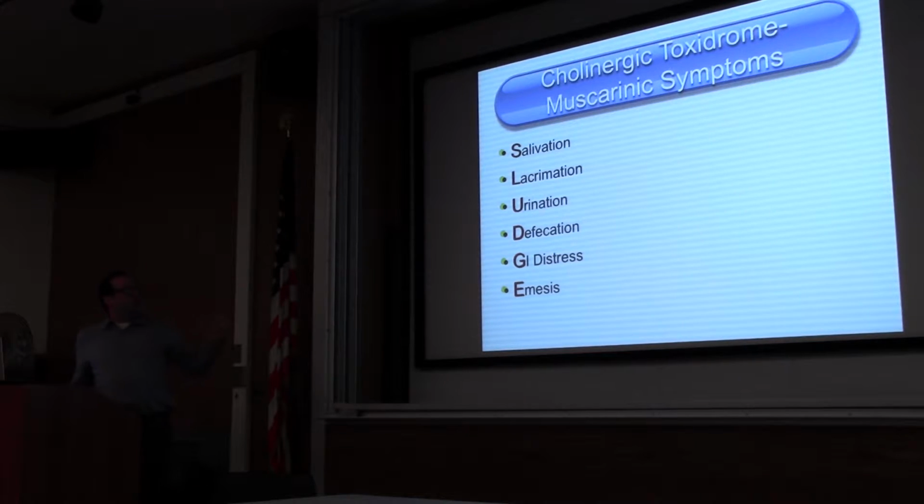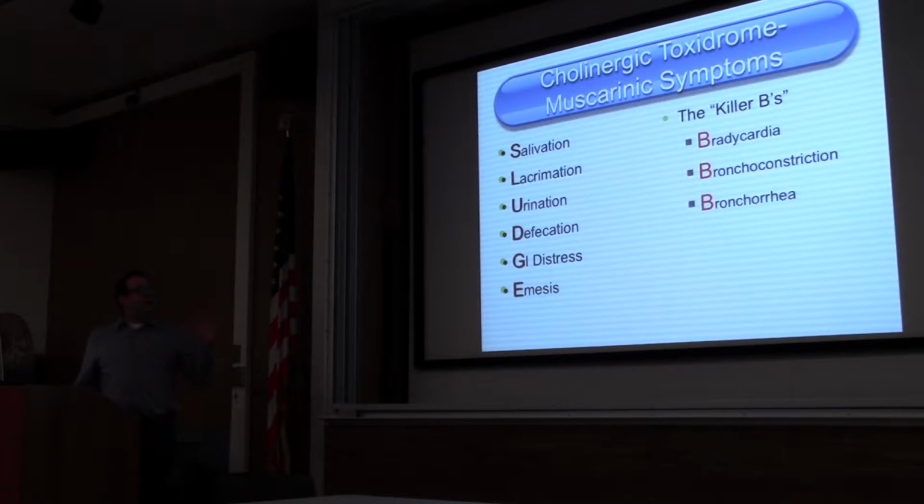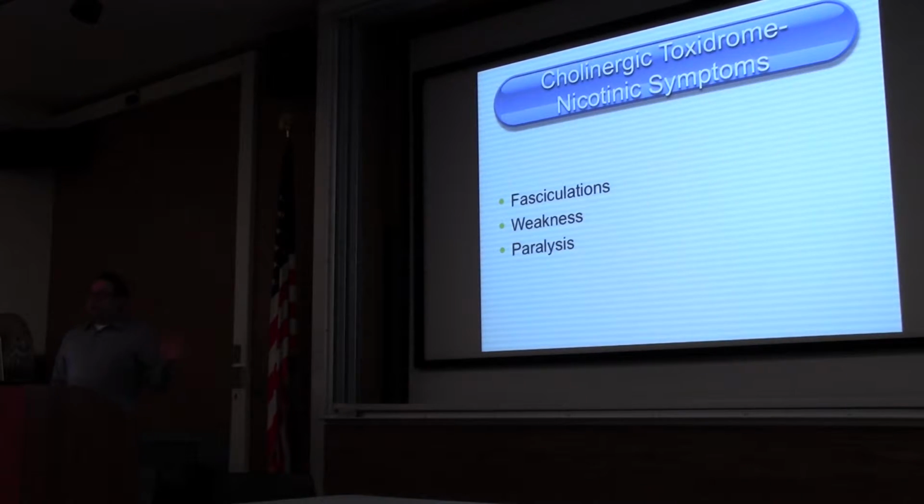Okay, good. So this is a really dramatic presentation that allows you to easily identify the toxidrome, fluids pouring out of your orifices, but it's not the things that kill you. The things that kill you are your killer bees of bradycardia, bronchoconstriction, and bronchorrhea. These are the muscarinic effects on the heart and lungs. So you're drowning in your own secretions, and you get bradycardia. Those are the muscarinic things that can kill you.